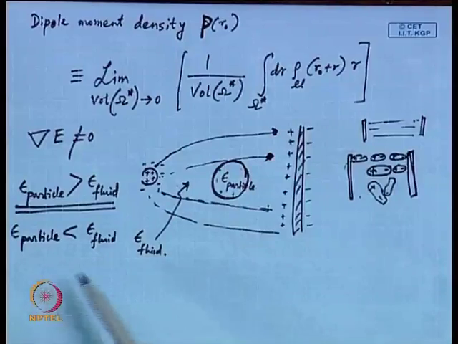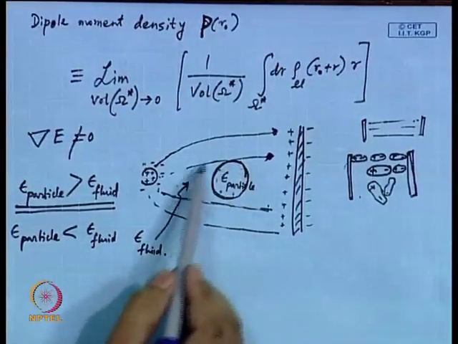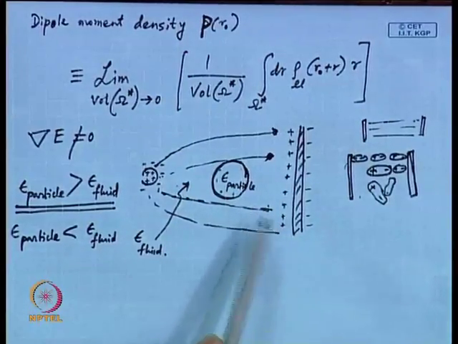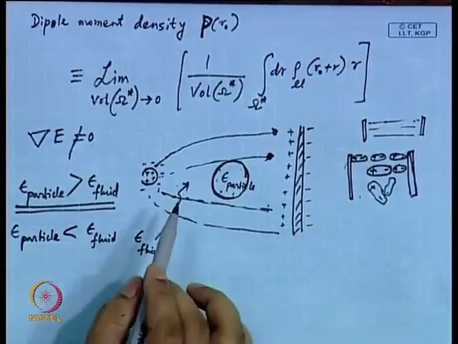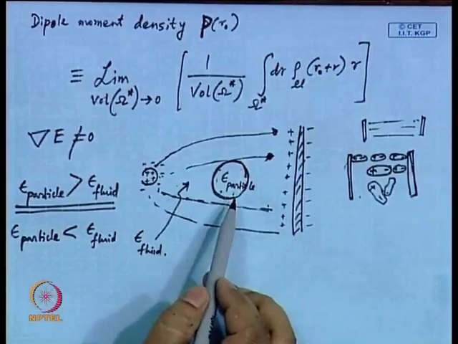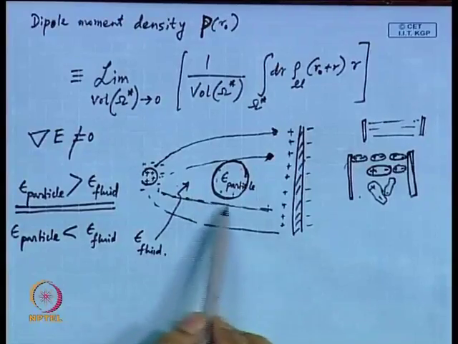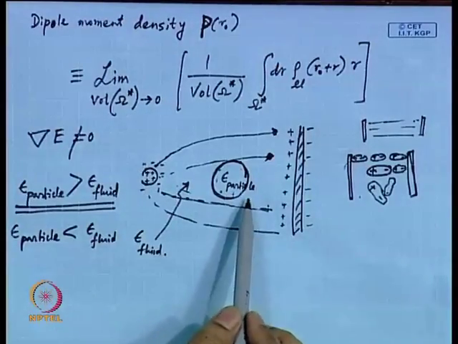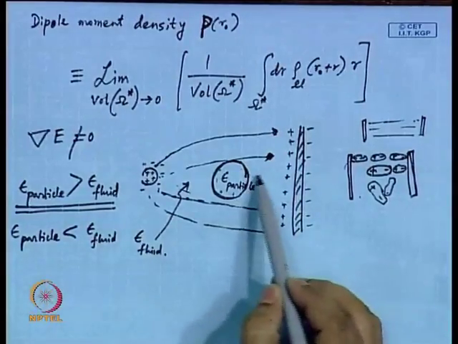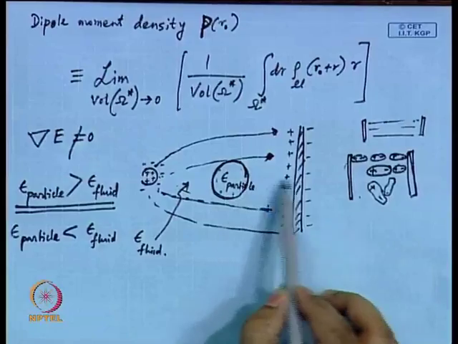Now, think of the case when f sub particle is less than f sub fluid. That means this particle is less polarized and the fluid in which the particle is suspended is more polarized. In that case, the surface charges on the fluid would be more than on the particle, because the particle will have fewer charges and the fluid will have more charges. So, it would be easier for the fluid to move towards this direction than the particle, or in other words, the particle will be pushed towards this direction.